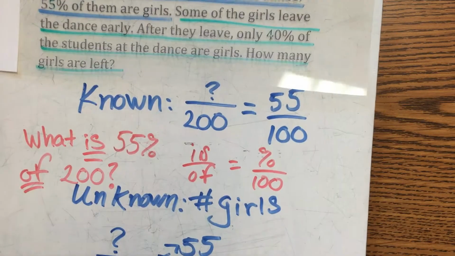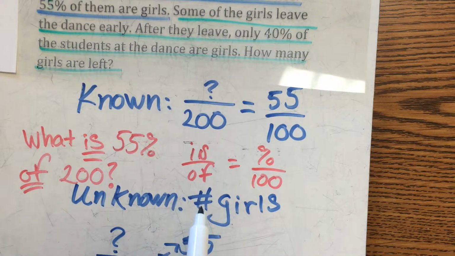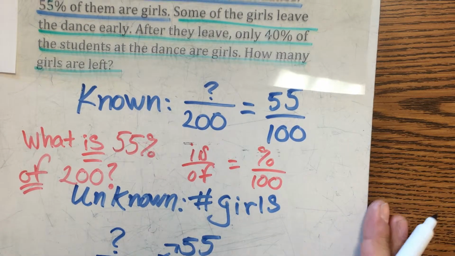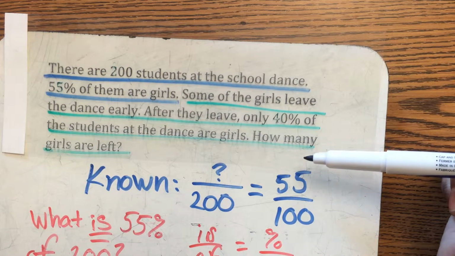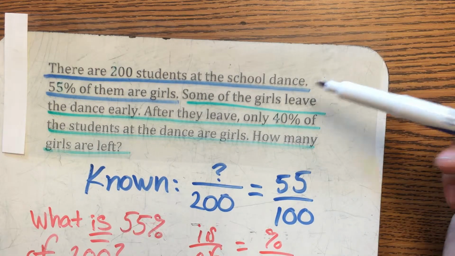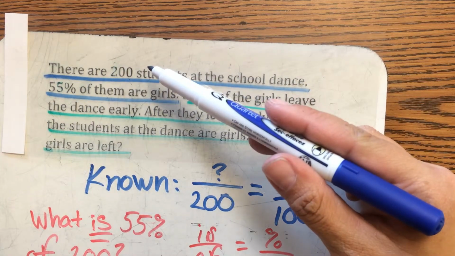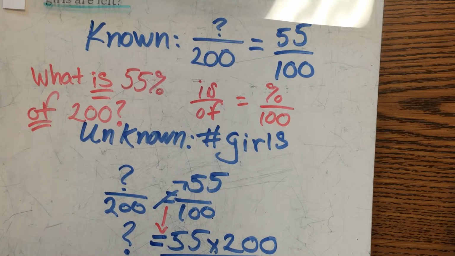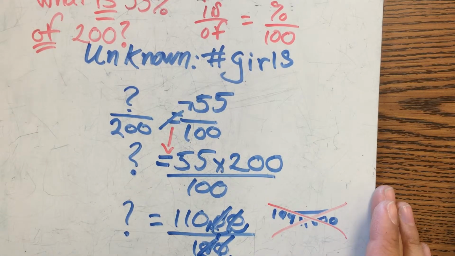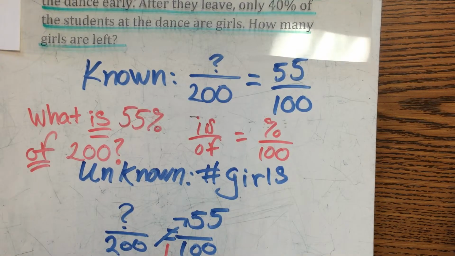110 what? 110 girls at the party to begin with. Not at the end of the whole question. That's just how many started at the dance when there was 200 students. Okay? I'm going to erase this and move on to the second part of the question.